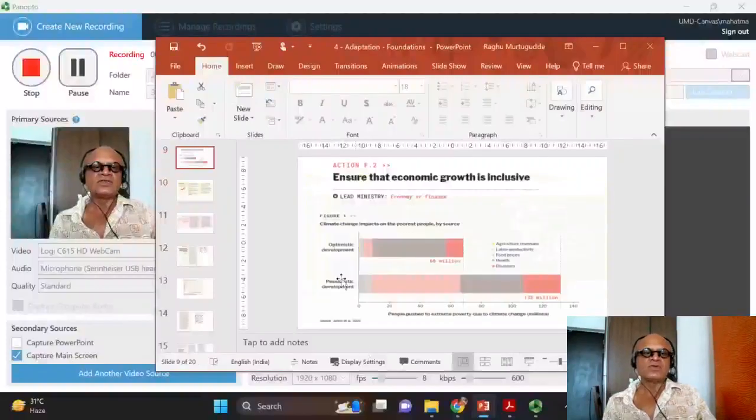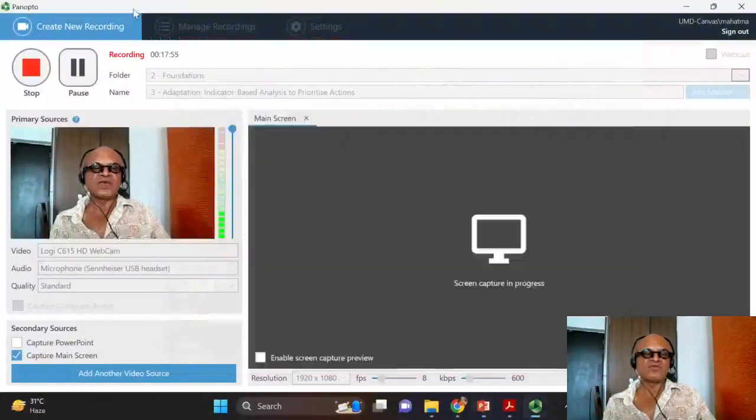Okay, so this is the section on foundations of adaptation for inclusive development and economic growth, and we'll come back and look at the next section in the next podcast. Okay.